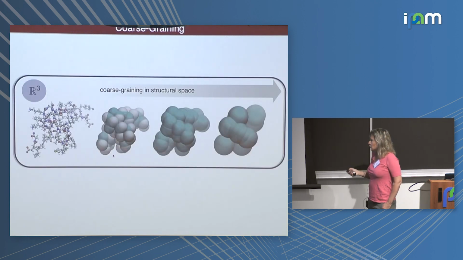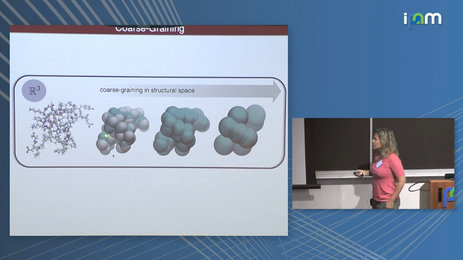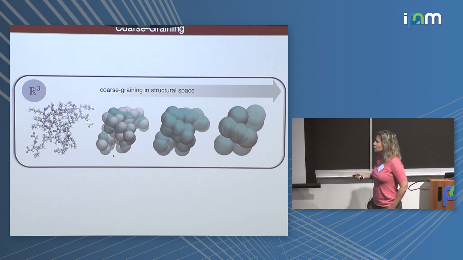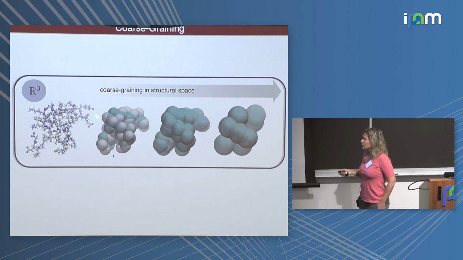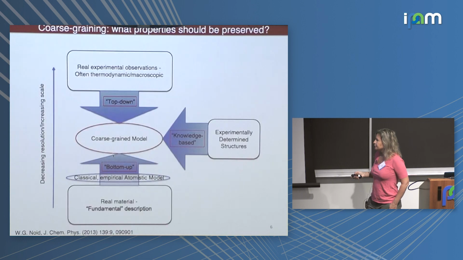But as I said, what I want to talk about today is coarse graining in structural space. So finding a way to represent a complex molecule with many atoms as a set of interacting beads, with an energy function that can reproduce the same physics of the original system.